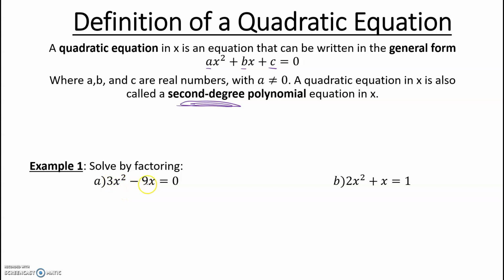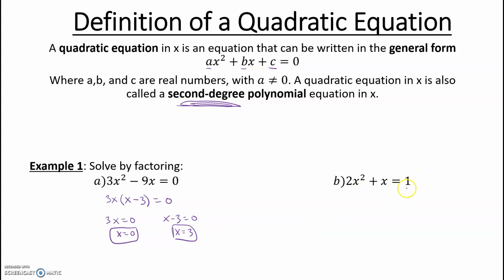So it looks like here we're going to pull out a GCF, 3x. If you divide out 3x, you're left with x minus 3. And we're going to use that zero product property, right? 3x can equal 0, and x minus 3 can equal 0. So x equals 0 is one of our answers. And add 3 to both sides, x equals 3 is one of our answers.